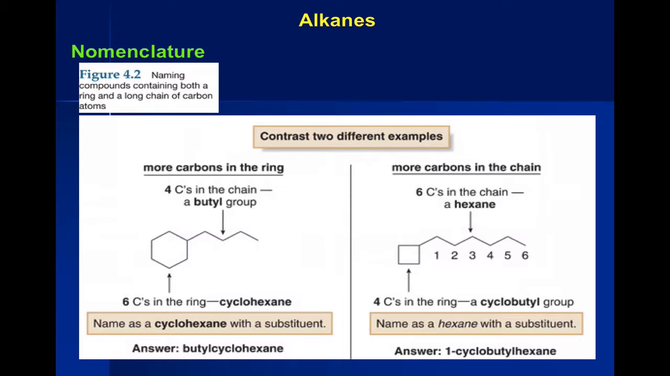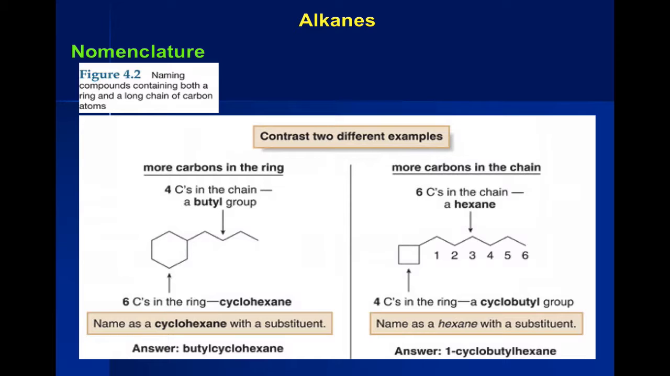If we look at this particular example, we see that in the ring we have 4 carbons, and we have 6 carbons in the chain. So here we're not going to name it as a cycloalkane. We're going to name it as a cyclobutyl substituted hexane. So we've got 6 carbons in the longest chain. We circle that. That becomes the parent. And at carbon number 1, we have a cyclobutane group minus a hydrogen, so it's cyclobutyl. And now we have 1-cyclobutylhexane.